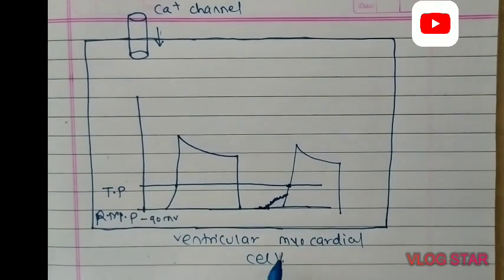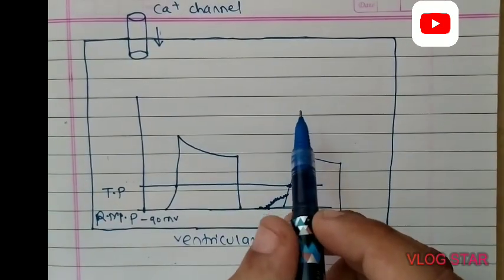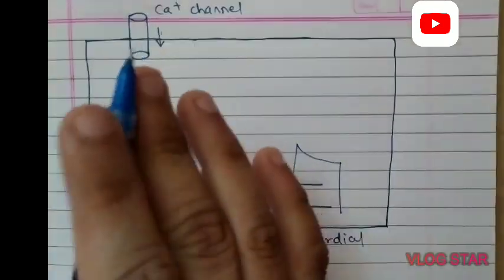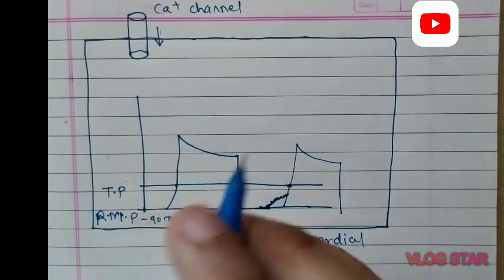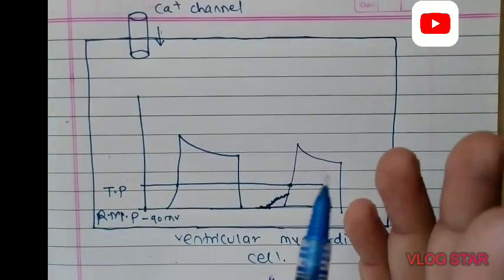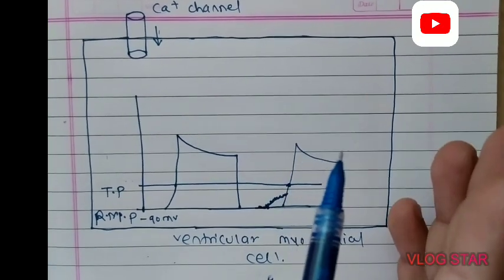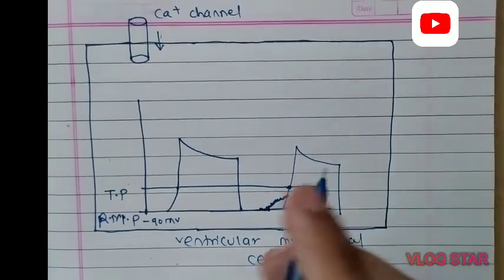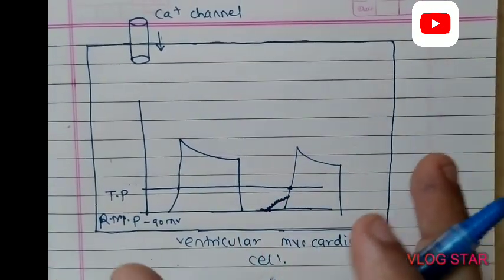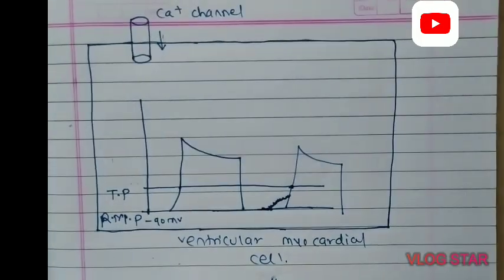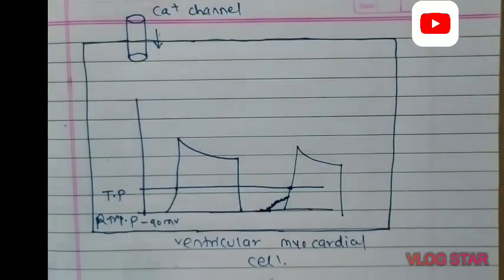So ventricular arrhythmia can go into ventricular fibrillation, and ventricular fibrillation, if not treated properly, further leads to the death of the patient. So this is a very critical condition, and it only happens due to the abnormal influx of calcium.